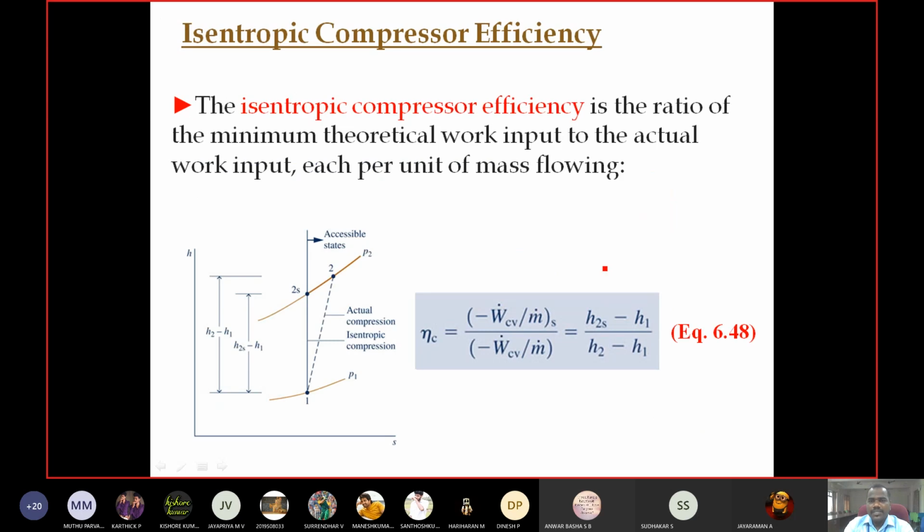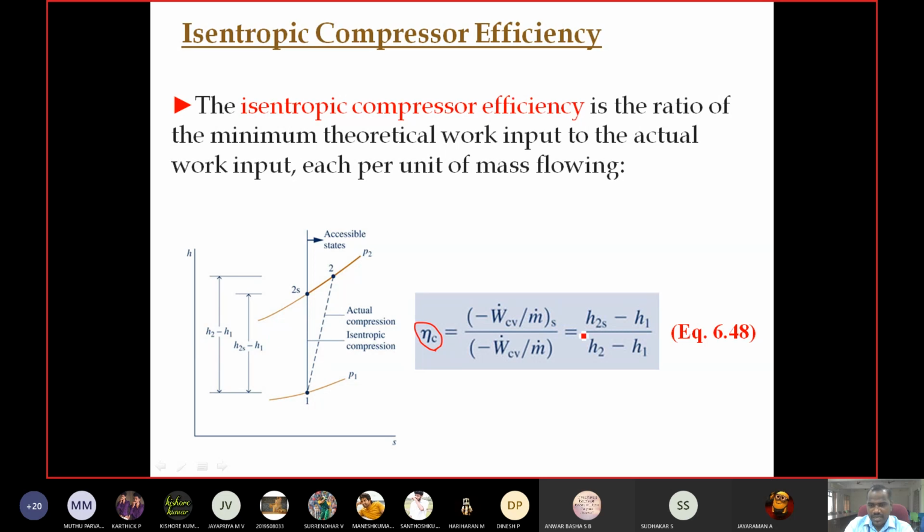Then the isentropic compressor efficiency is the ratio of the minimum theoretical work input to the actual work input, per unit mass of flowing refrigerant. So this is the isentropic compressor efficiency. We can calculate the efficiency of the compressor, so input divided by output, right?